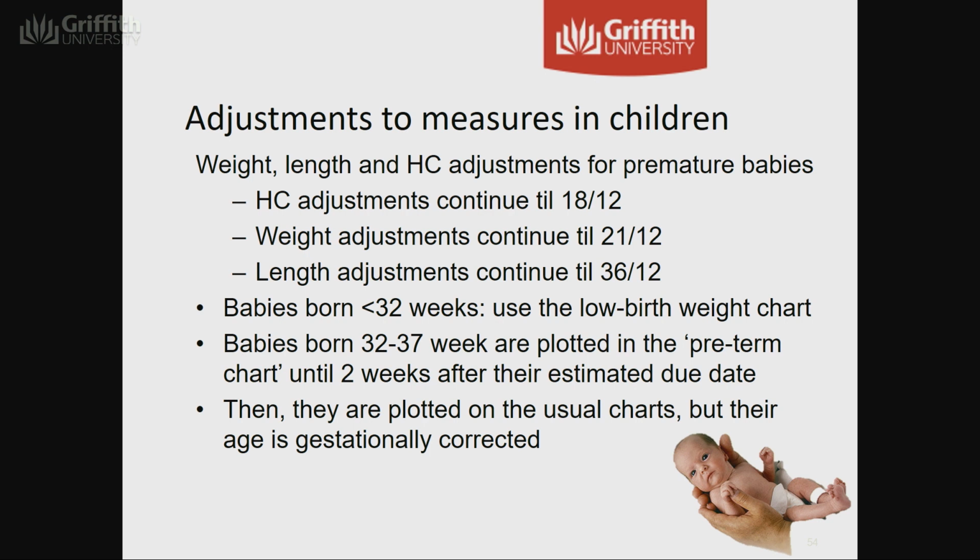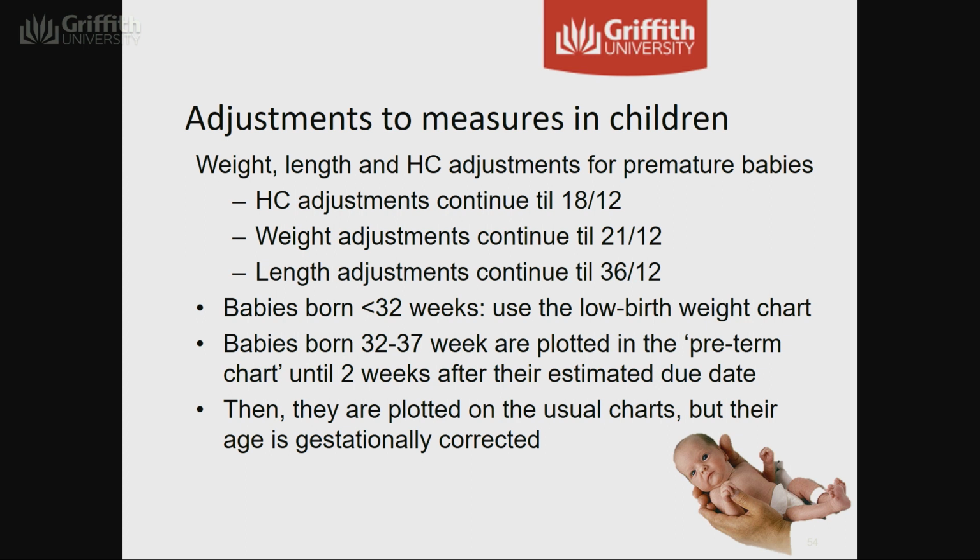In terms of adjustments in children, we have weight, length, and head circumference adjustments for premature babies. So babies born prematurely, because obviously these youngsters, if you plot them on a normal growth chart, will be much younger than their counterparts. For height and head circumference, the adjustment continues until they're 18 months of age. For weight, it's almost 2 years, and for length, it's almost 3 years after they're born.